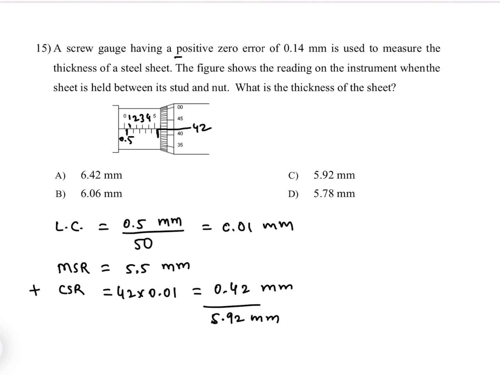And since the positive zero error is mentioned here, 0.14 millimeter, correction is required. So after correction, the answer will be 5.92 minus 0.14. Why are we subtracting? Because the error is positive, so the correction must be negative. So we get the answer 5.78 millimeter. Hence option D is the correct answer.